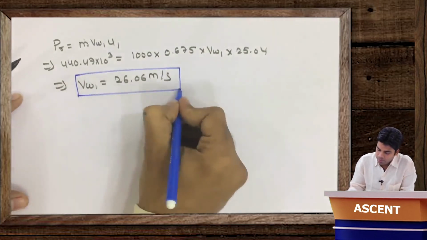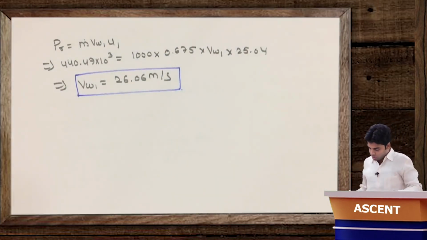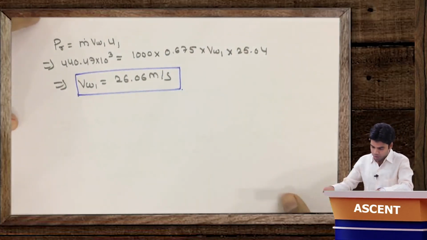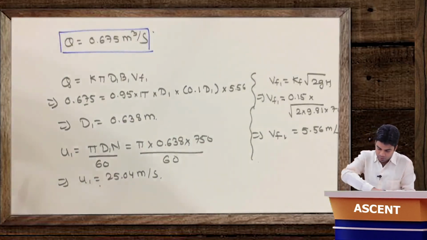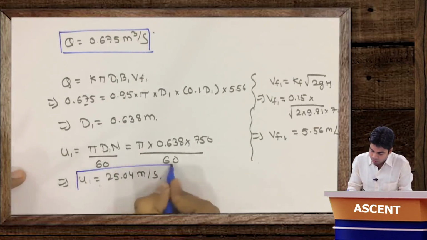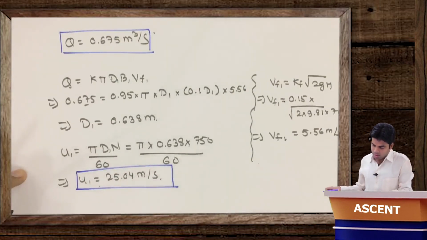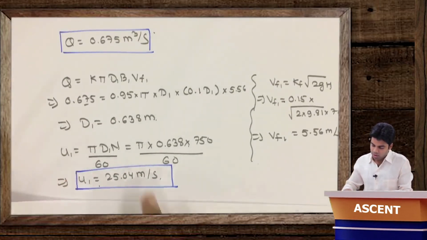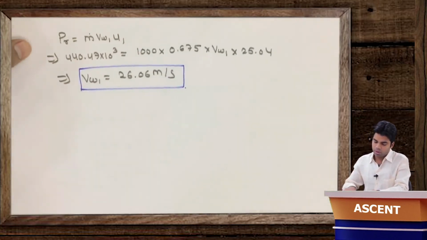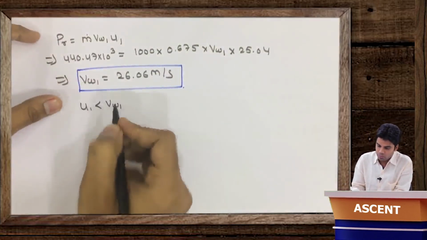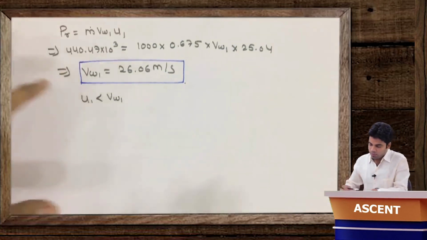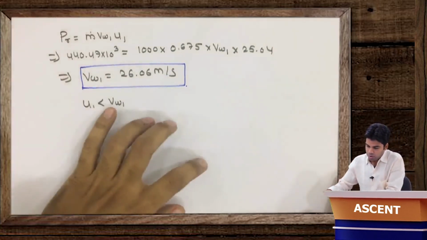Clear or not? Now much of our purpose is solved. We have the value of this vw1 and we have the value of u1, and we can see from here that this u1 is actually less than vw1. So the inlet velocity triangle, if I want to draw, it would be like this.